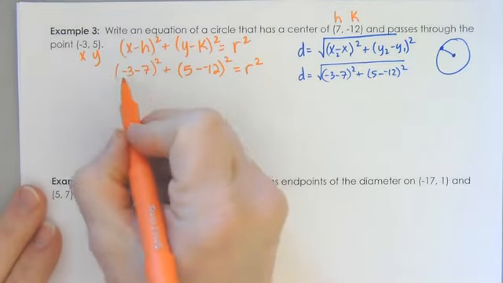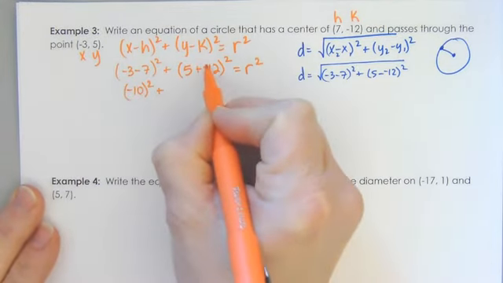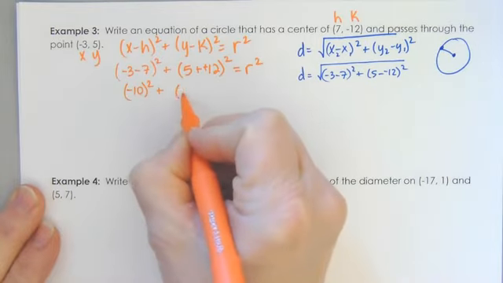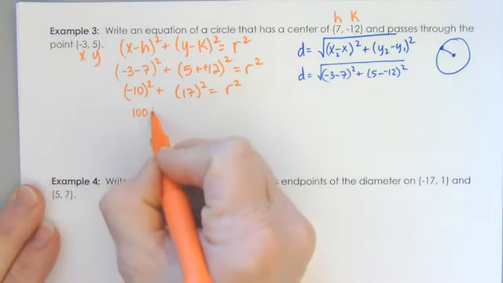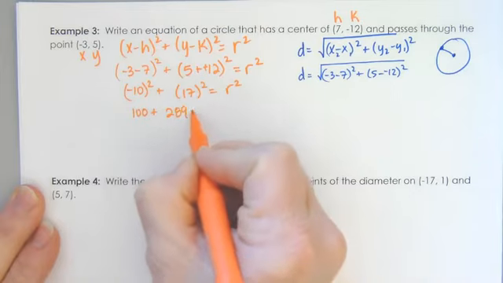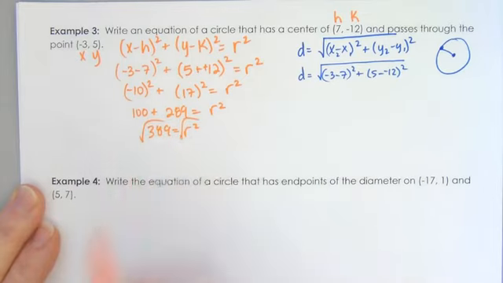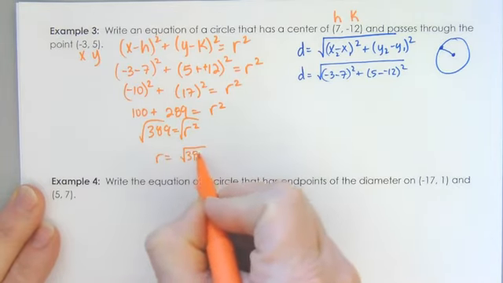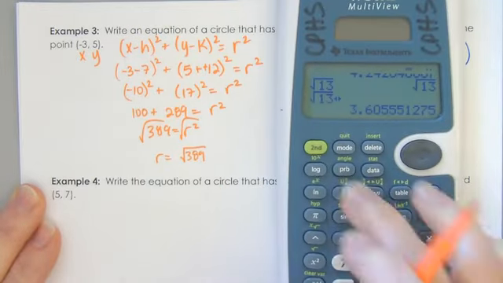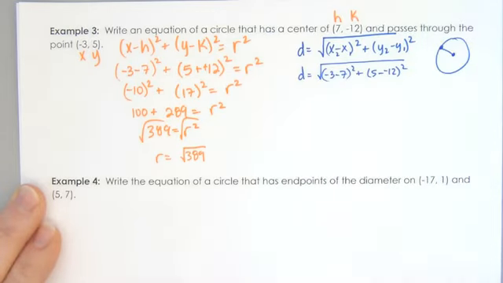All right, so -3 minus 7 is -10, all of it squared, plus, that becomes a plus here, 5 plus 12 is 17, all of it squared, is equal to r squared. So now I've got 100 plus 289 is r squared. 389 is r squared. And finally, take the square root, which if you did all this work, you're going to get the same thing. So the radius is equal to, and I'm going to leave it like this, I'm going to check to see if it's a perfect square. So the square root of 389 is not. It's just radical 389. So we're going to leave it like that.